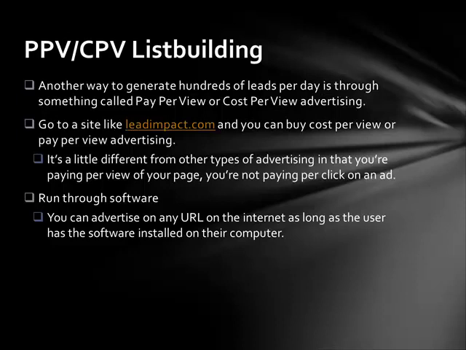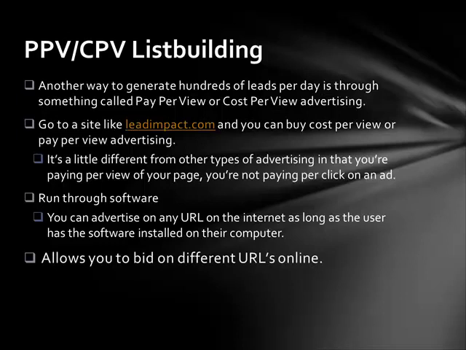You can advertise on any URL on the internet as long as the user has the required software installed on their computer. This allows you to bid on different URLs online. Can't you see how this could be popular and profitable when you can start bidding on a lot of different URLs? Because you could bid on your competitors' URLs. Like I said, all they have to do is have this software. You could bid on so many different URLs, it's not even funny.